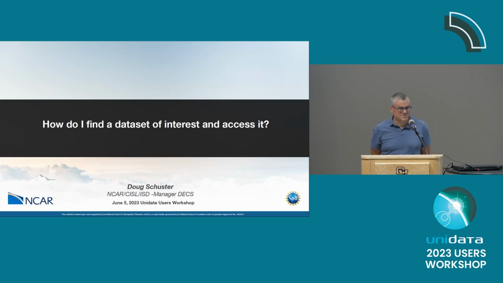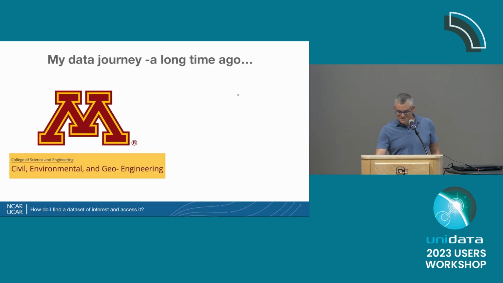So, once again, I'm Doug Schuster. I'm from NCAR. I manage the group that maintains the Research Data Archive at NCAR, and I'm also the acting director of the Information Systems Division at this point in time. So, my talk's going to look at how do I find a data set of interest and access it, and I'm going to be telling my story about how I got into data, and sort of relates to these stories about how do I tell a story with data, hopefully. So a little bit about my background.